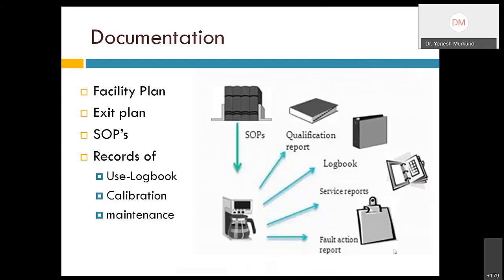At the end, you must ensure that there is proper documentation. One important item is your facility floor plan. There should be proper exit plans in case of disasters and emergencies. Whatever facilities we mention, all these mechanisms should be described in SOPs. And obviously, when it comes to facility, if you start thinking of equipment also, the records of logbooks, calibration and maintenance will be very important.